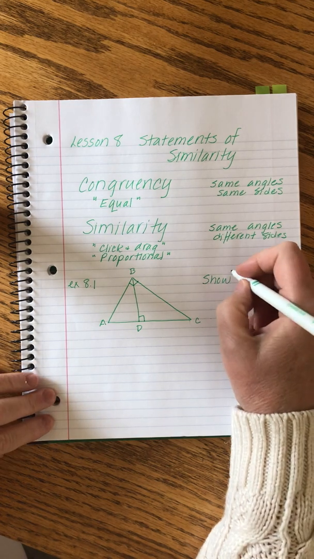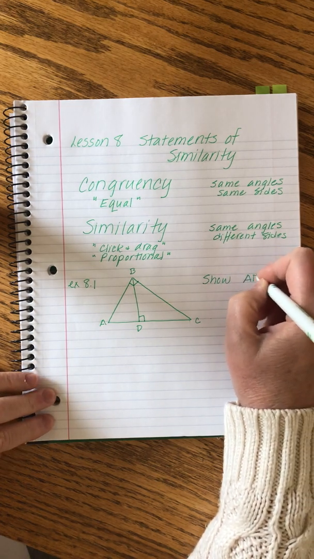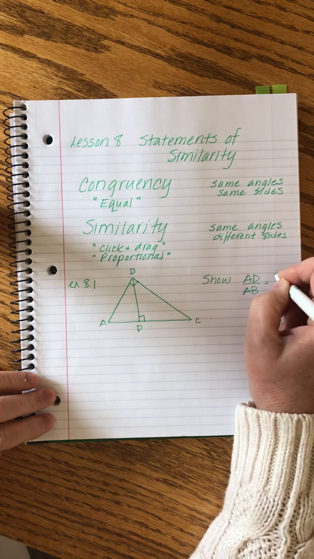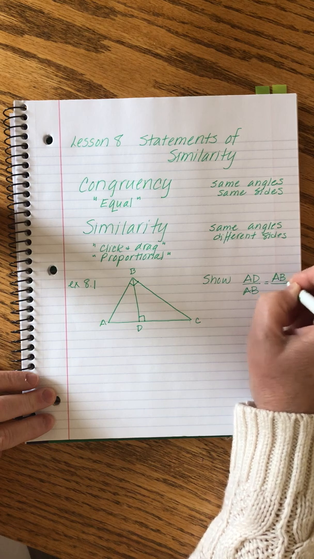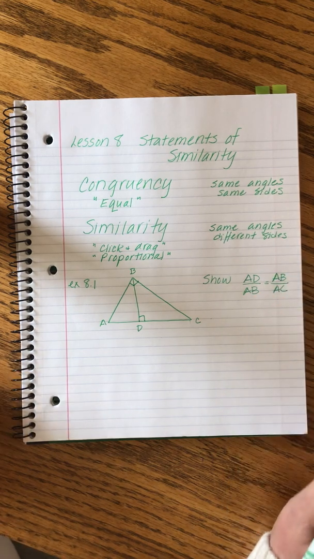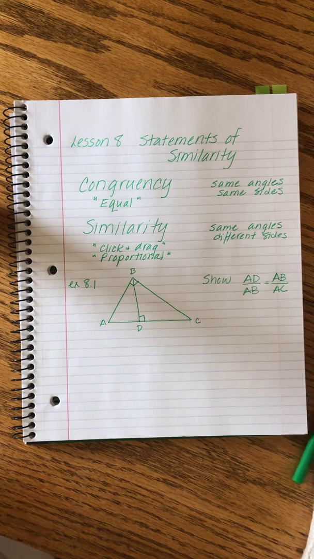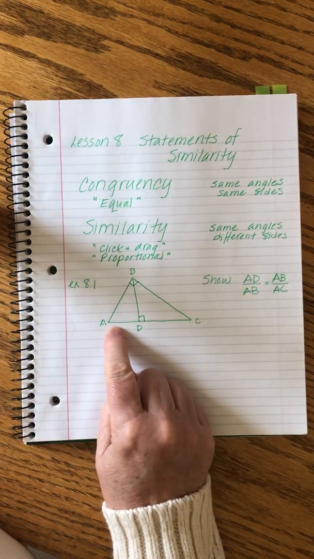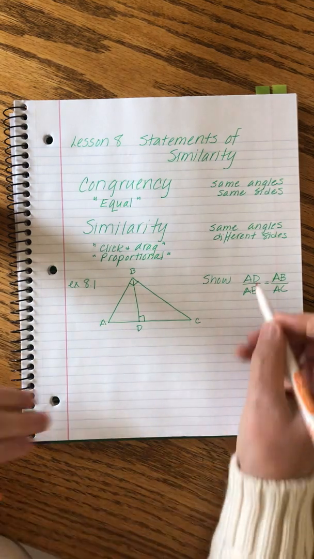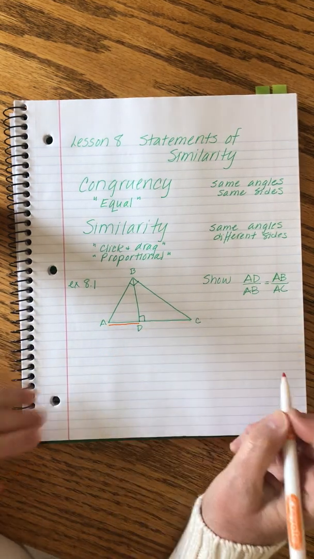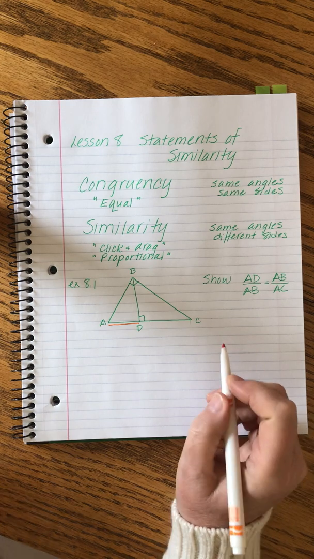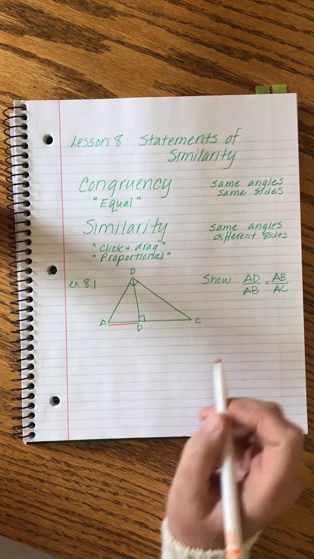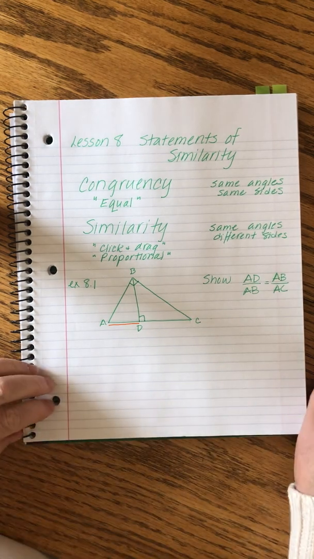But this is what John wants us to show. AD over AB equals AB over AC. Now I look at that and I just think, John, I don't even know what you're talking about. So let's figure that out. AD is this length. He wants us to show that AD is proportional to AB. Let's draw the triangles first. That will make it easier to see.